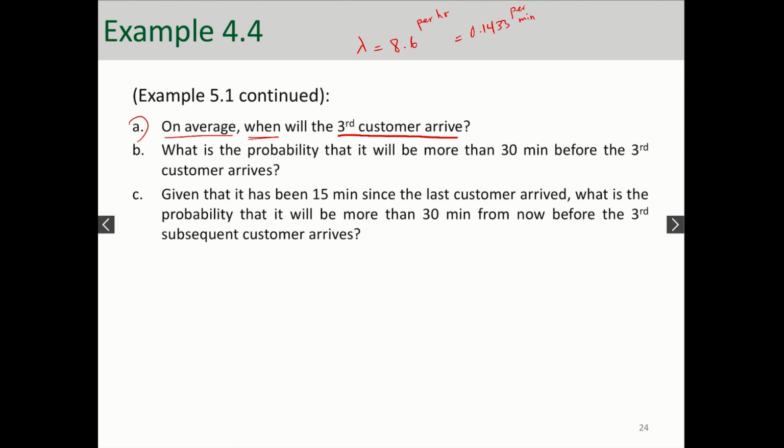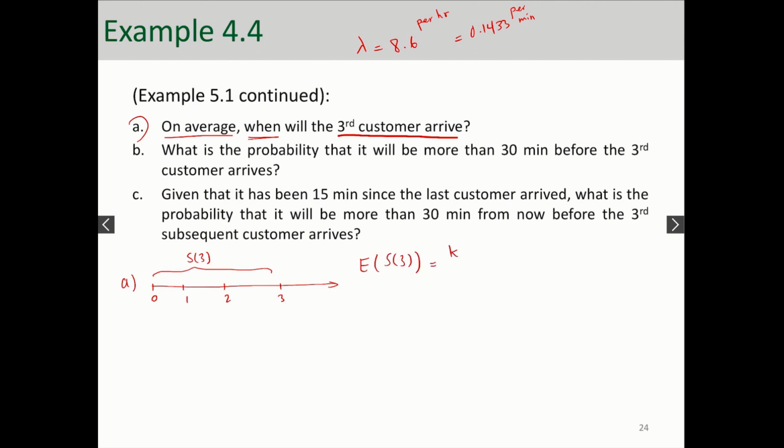So it's always helpful to draw that little time diagram here. We're talking about the third customer arrival. Let's say here's the first, and then the second, and then the third here. So we're talking about this duration, which is S of 3, arrival time of the third customer. And we want to know what is the average of S of 3. On average, how long is it going to take for the third customer to arrive? So we're talking about expected value of S of 3.